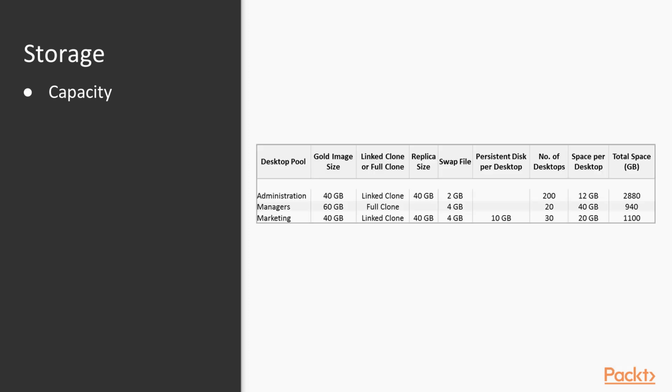The following screenshot depicts a sample Excel spreadsheet outlining the storage requirements across 3 different desktop pools. So let's now look at the performance elements of storage. Once you're aware of how much capacity you are going to use, you can start considering performance.